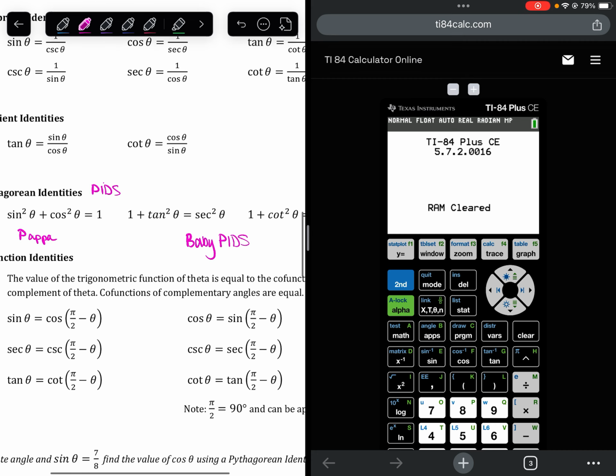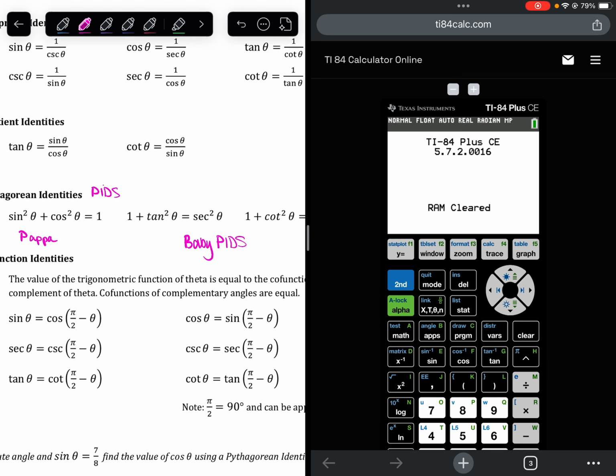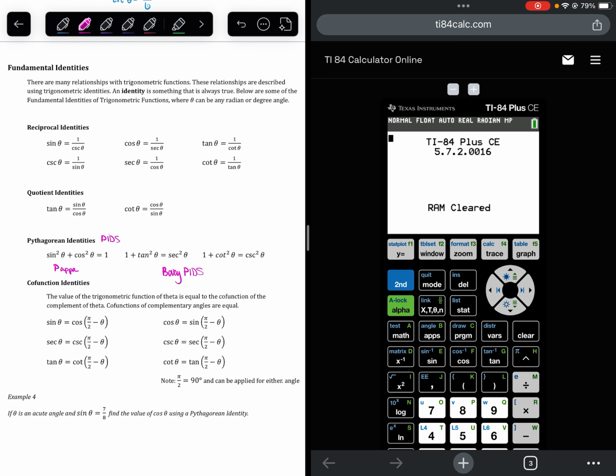And just a note, pi halves and 90 are the exact same thing, just depending on the radian versus degree measure. So again, get some flashcards going. You will be needing these in chapter 6 as well.